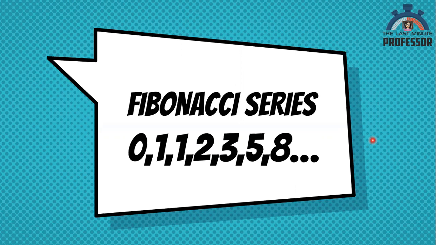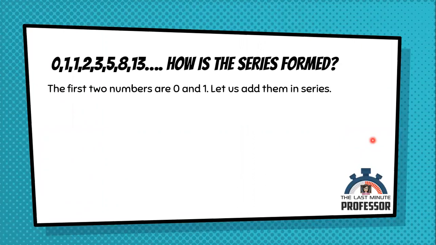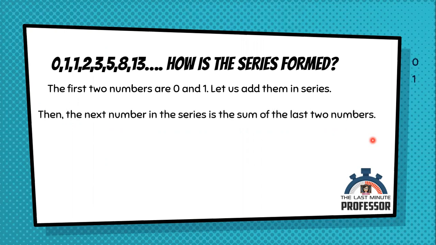Keenly look into the pattern. How was this series generated? Let us peep into it. The first two numbers are 0 and 1. Following that, there is a pattern. The next number in the series is generated by adding the previous two numbers.